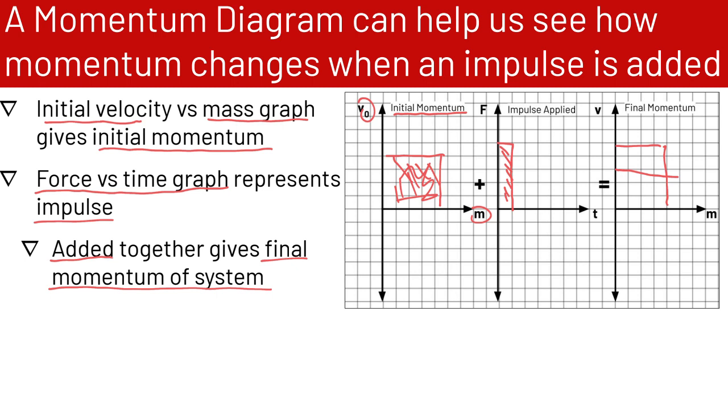Let's see, it's right here. So we have our velocity times our mass, and that gives us the final momentum. So these diagrams are really helpful to give a sort of visual idea about the momentum changes. So we start with our initial momentum, we apply an impulse, and then that ends up with the final momentum. So it's just a good visual idea about what's going on with momentum changes.